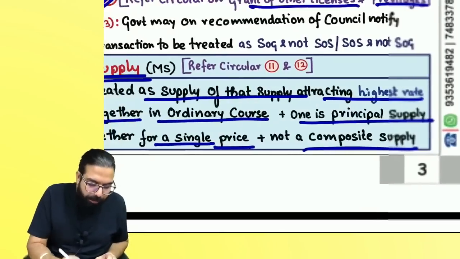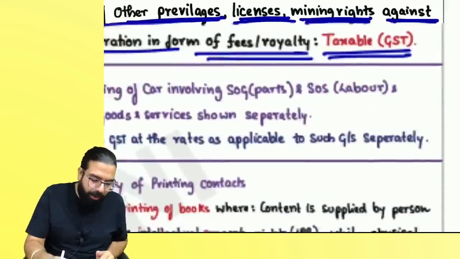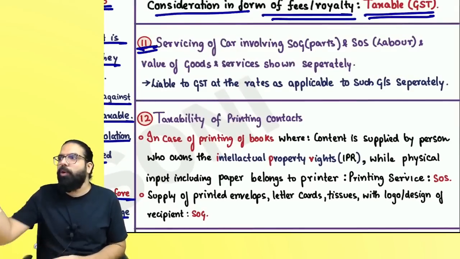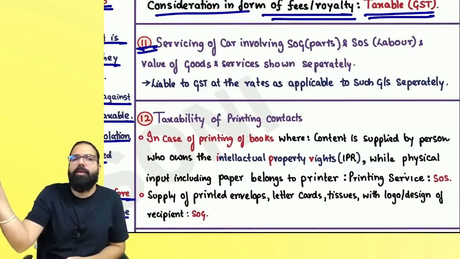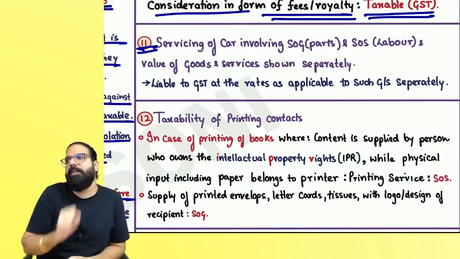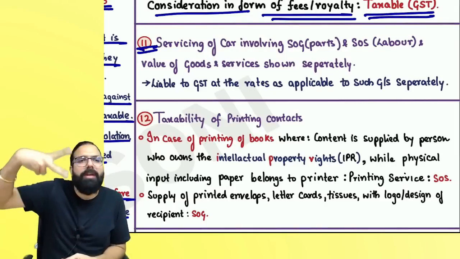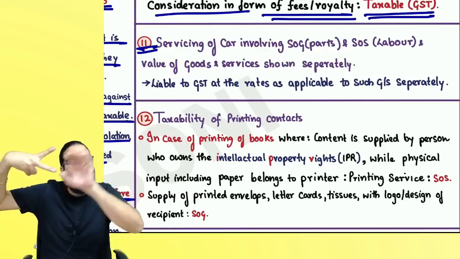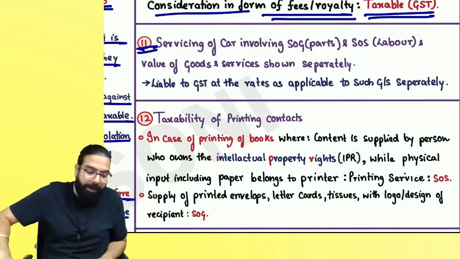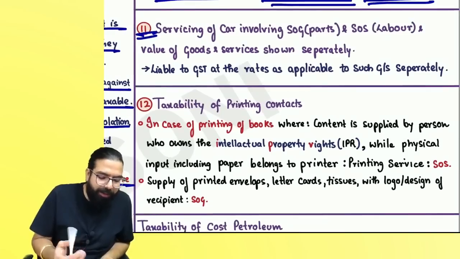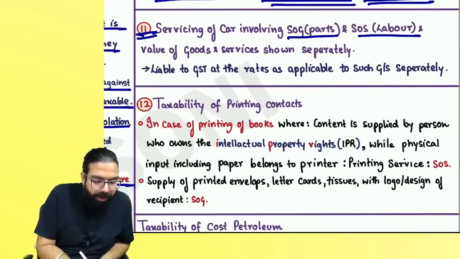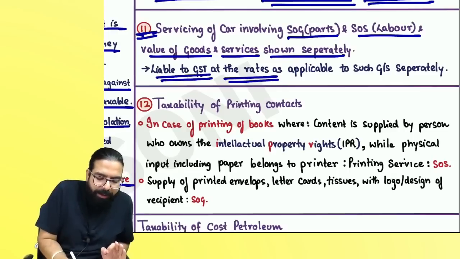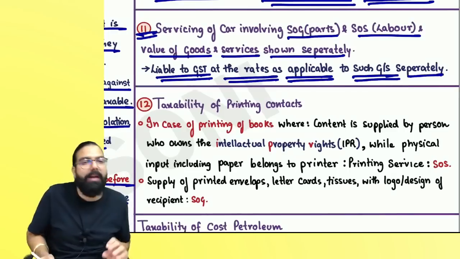Now, when you read composite supply and mixed supply, there are two circulars which I have given. Let's see. Servicing of cars. Supposing you went to get your car serviced and they told you, parts ke liye we will charge this much rate, and for the servicing, the labor ke liye we will charge this much rate. Always remember, these are two separate supplies. Parts ke liye they are charging you a separate rate, servicing ke liye they are charging you a separate rate. So in servicing of cars, where there is supply of goods and supply of service and the values of goods and services are shown separately, it will be liable at the rate applicable to such goods and services separately.